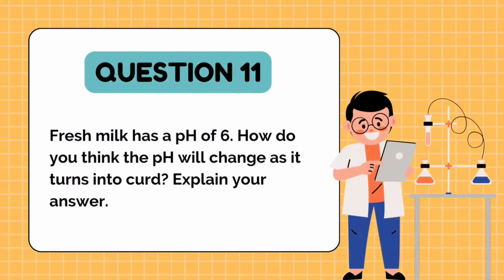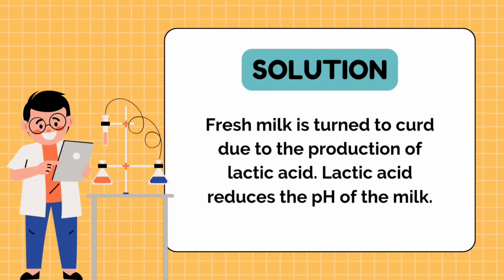Question 11. Fresh milk has a pH of 6. How do you think the pH will change as it turns into curd? Explain your answer. Solution. Fresh milk is turned to curd due to the production of lactic acid. Lactic acid reduces the pH of the milk.